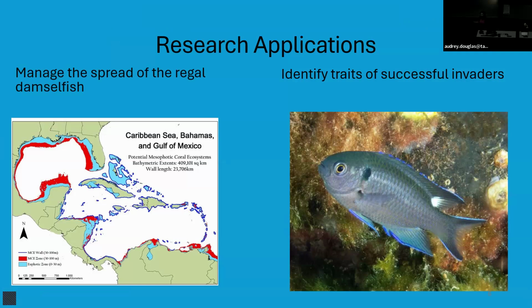This research can also be applicable on a broader scale and identify traits of successful invaders, because not every invasion is successful. Most species, when they're introduced to a new area, they just die. So the specific traits that differ from the native species that make these organisms able to survive in new environments and spread to new environments can be helpful to identify potential future invasive species, so then you can monitor them and prevent an invasion.